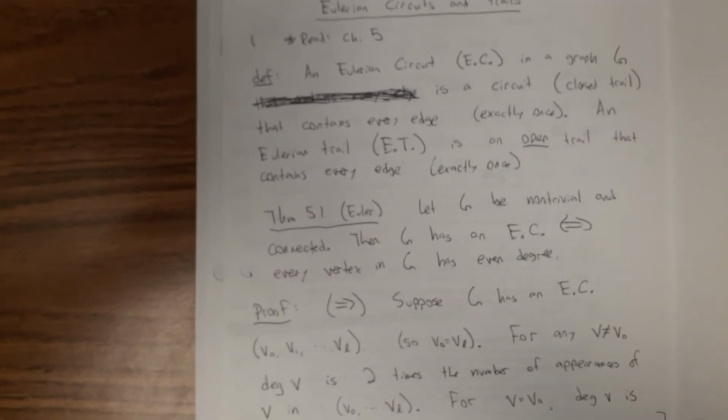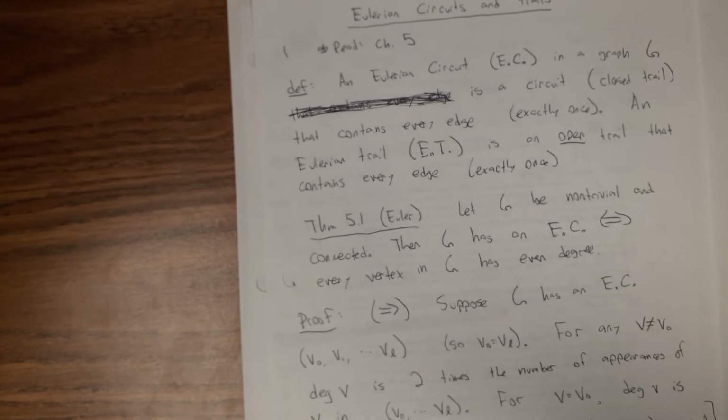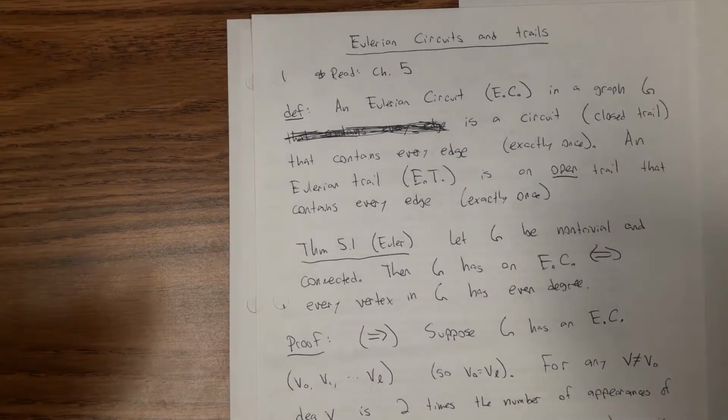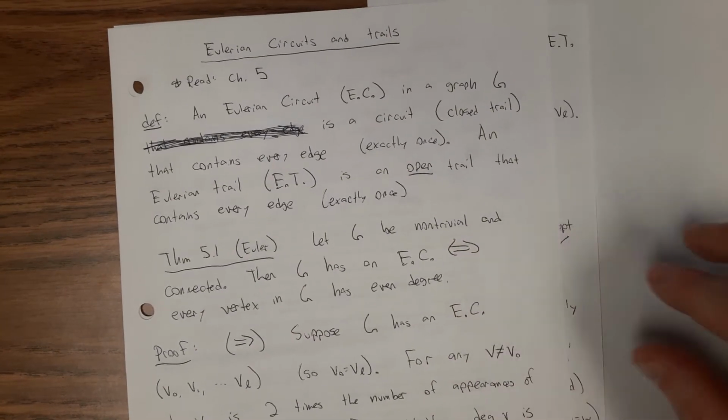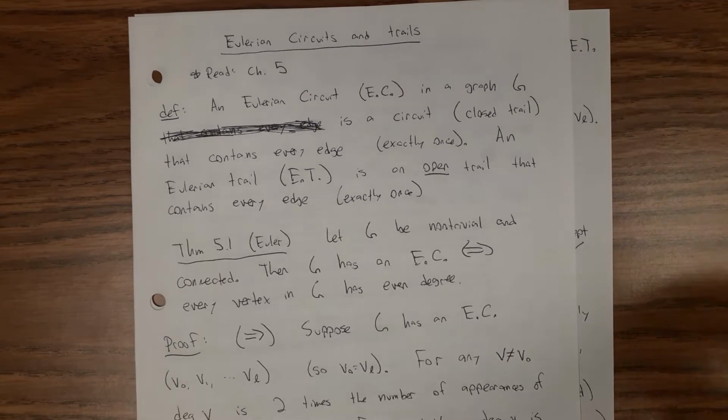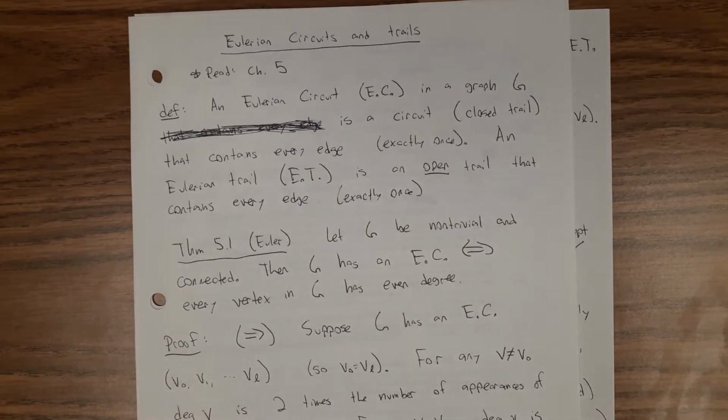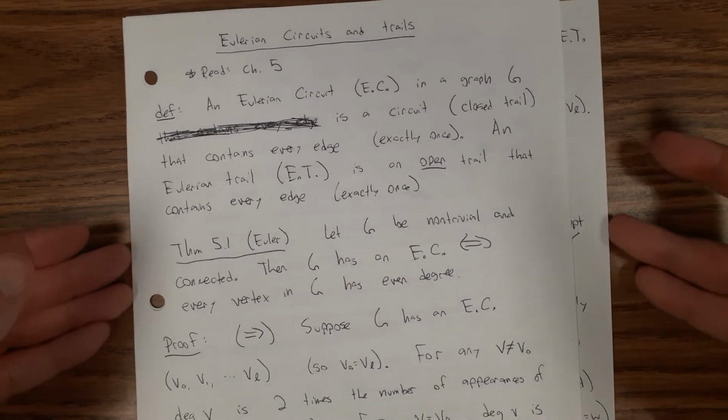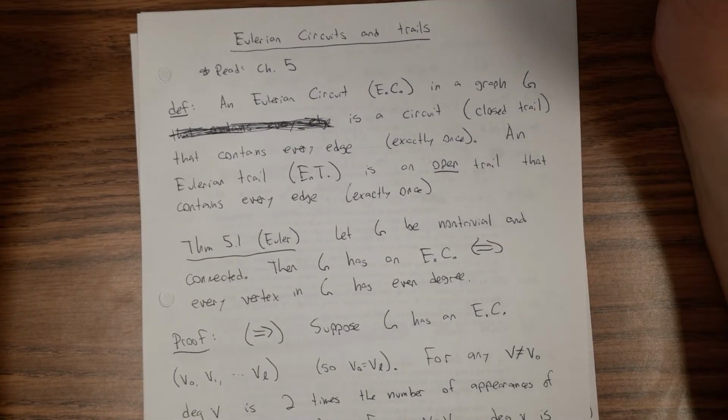All right, so here is a lecture about Eulerian circuits and trails in graphs. And this is stuff out of chapter 5.